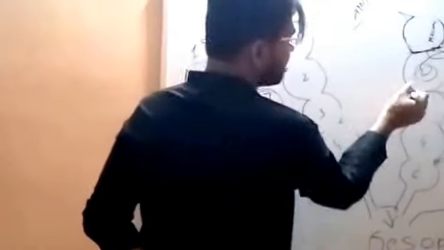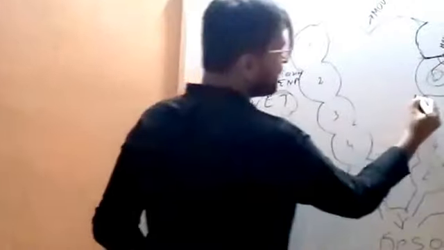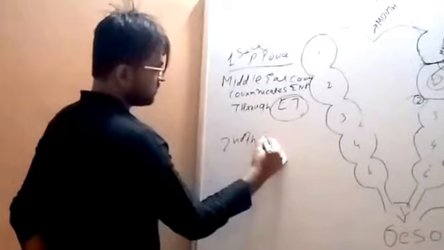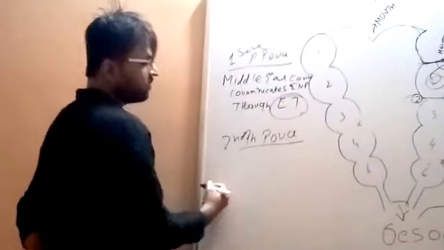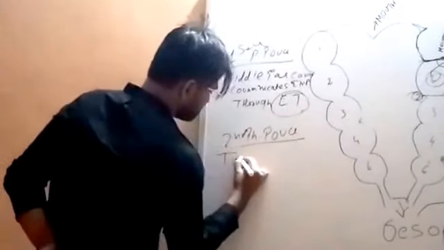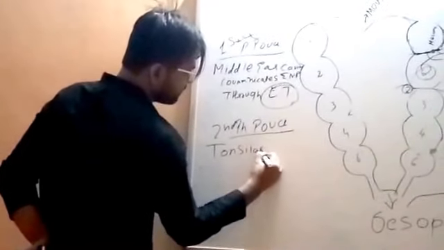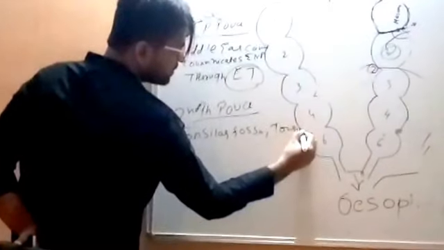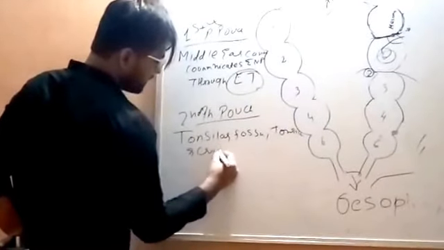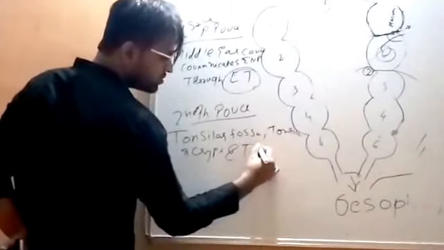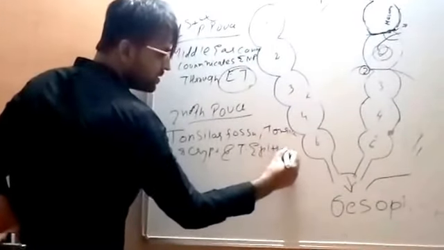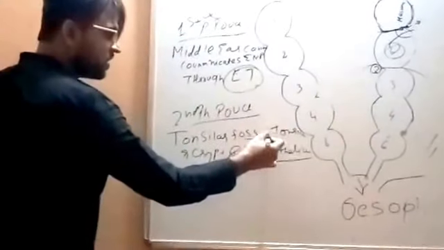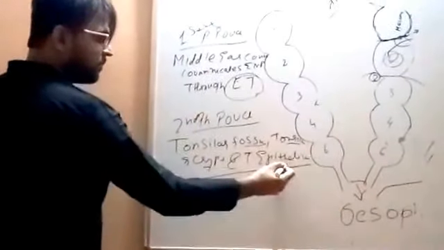Then comes your second pharyngeal pouch. This second pharyngeal pouch gives rise to the tonsillar fossa, tonsillar crypts, and tonsillar epithelium. Here remember, I have not written tonsil, I have written tonsillar fossa, tonsillar crypts, and epithelium.